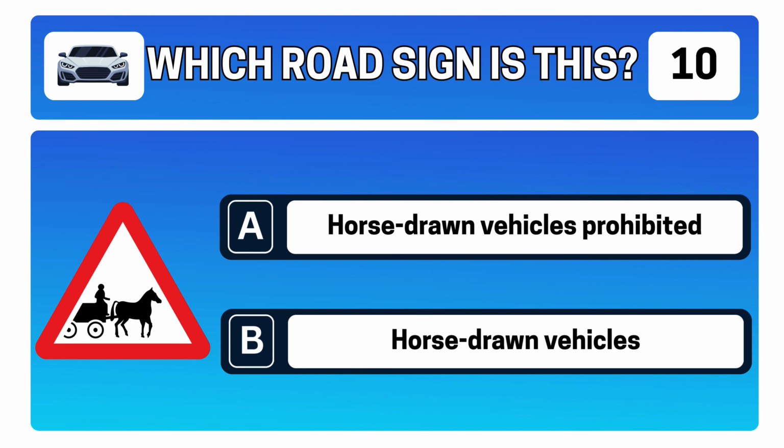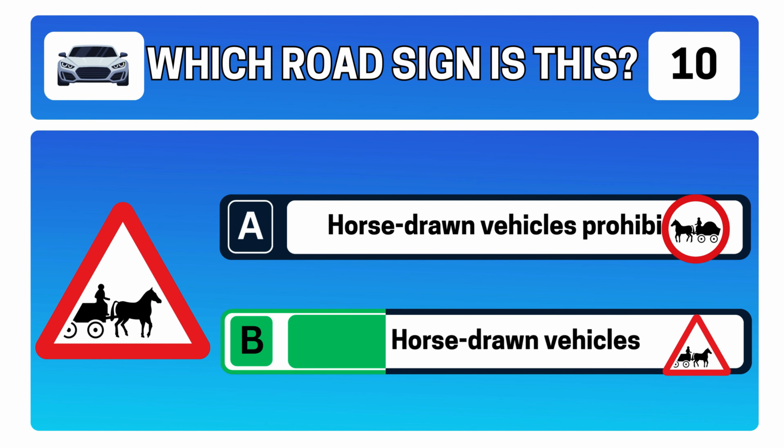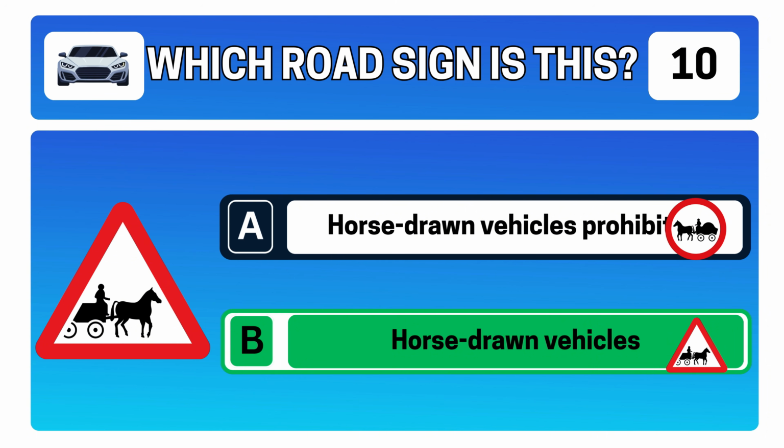Which road sign is this? A. Horse-drawn vehicles prohibited. B. Horse-drawn vehicles. Well spotted. It is the horse-drawn vehicle sign.